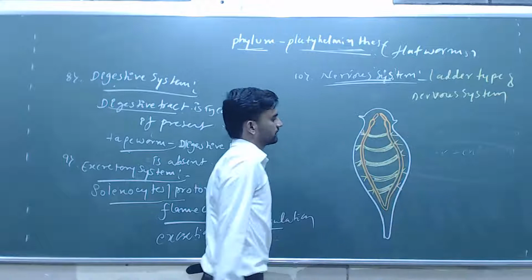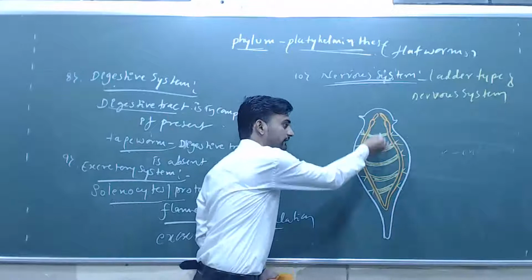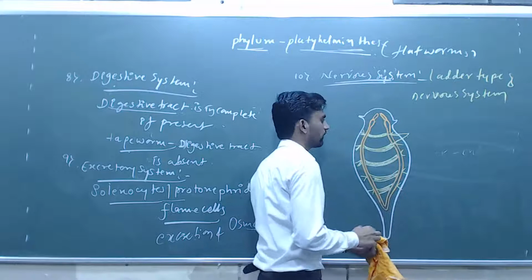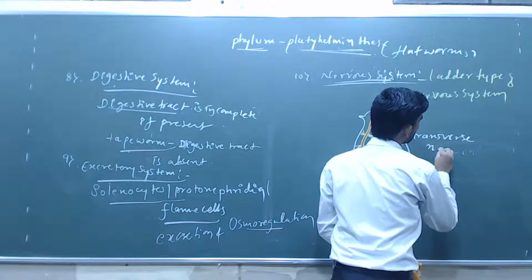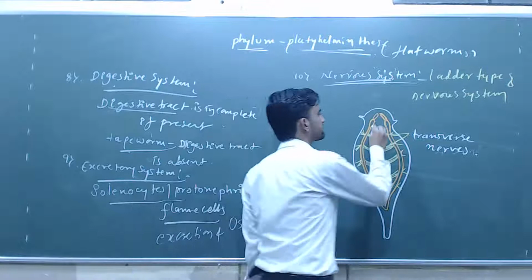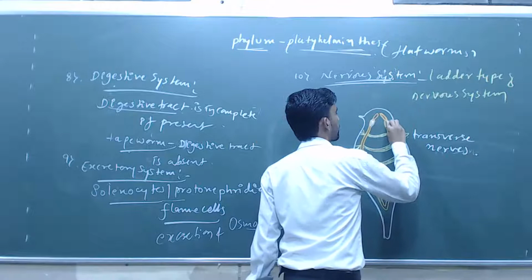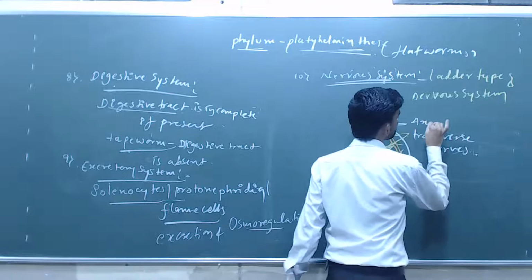So this is what it will look like, with steps together, is it or not? These steps we call transverse nerves. And this bulb-like structure is found in the anterior-most part of the body. These are a pair of bulbs. We call them anterior ganglia.